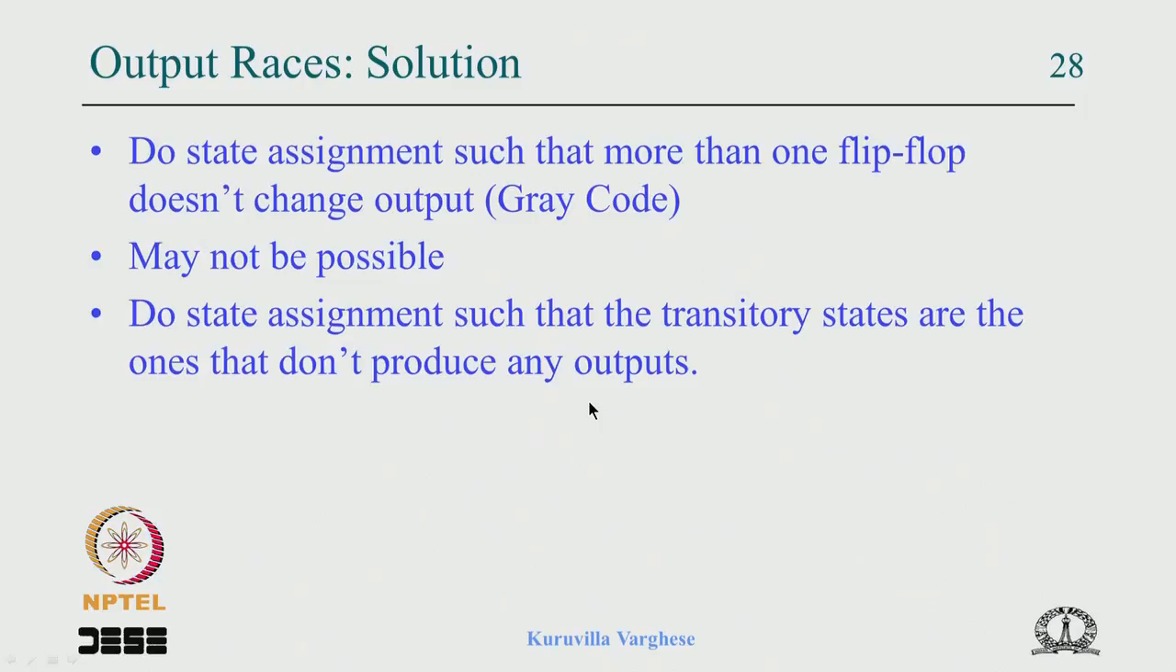So if Gray code is possible, okay, but it may not be possible. Then maybe we can say another issue in the original diagram is that the state is producing output. Maybe there are some transitory states which don't change the output, so do the state assignment in such a way. But if a state doesn't produce any different output, what is the use of such a state? Though some solutions sound very nice, they may not make much sense.